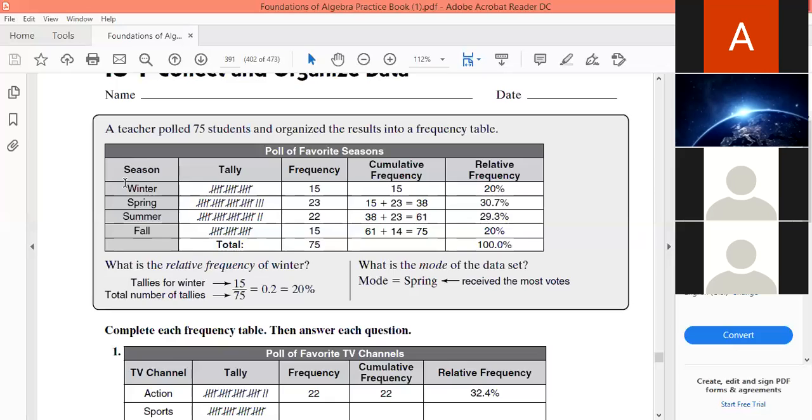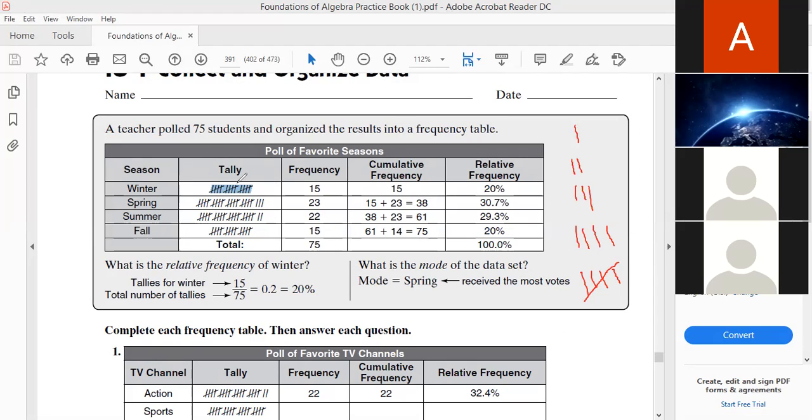Okay, now look at this. From 75 students, in winter, first of all, tally is a line representing something. How do you use tally? I will explain here. If you have only one student, you will put only one line. For two, there will be two lines. For three, three lines. For four, four lines. And for five, there will be four lines and then a line across like this. It's a set of five. Then it's easier for you to calculate or to count.